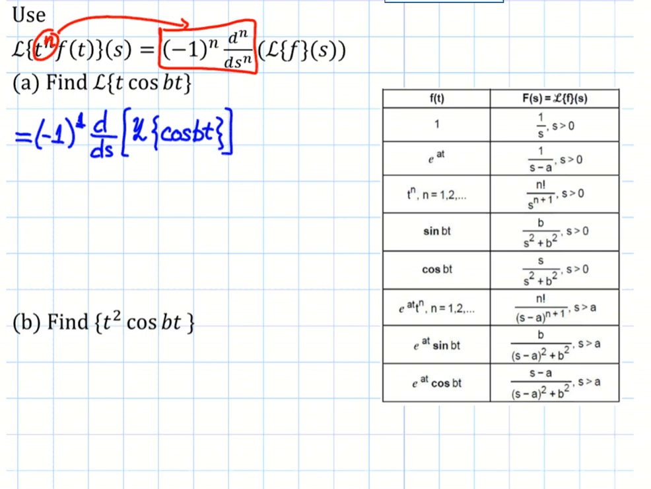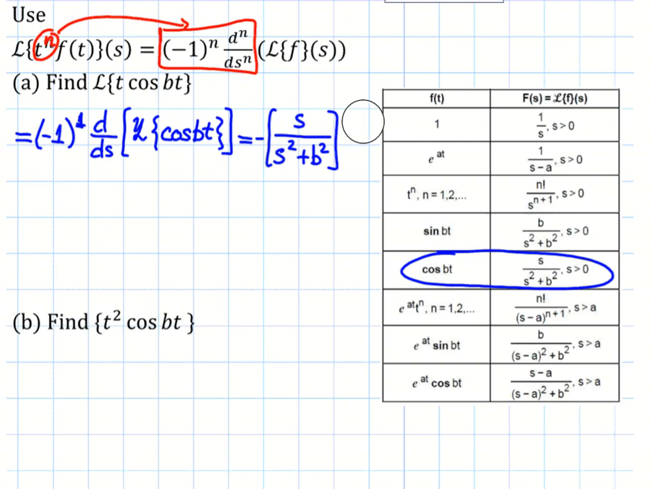Alright, so we have the negative, and then the transform. Inside the bracket, cosine of bt, we're going to use that, which is s over s squared plus b squared, and then don't forget that we need the first derivative. And so we just use the quotient rule here. I just keep the negative there.